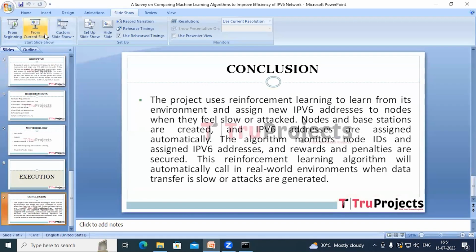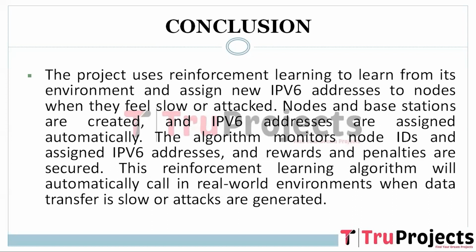The conclusion here is the reinforcement learning algorithm will be called automatically in a real environment when node data transfer is slow or attack generated. The project utilizes reinforcement learning to automatically assign IPv6 addresses to nodes when they experience slow or attack data transfer. This algorithm monitors node IDs and assigns IPv6 addresses, ensuring rewards and penalties.